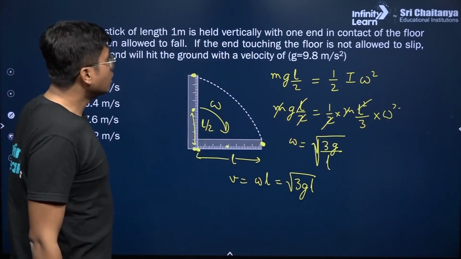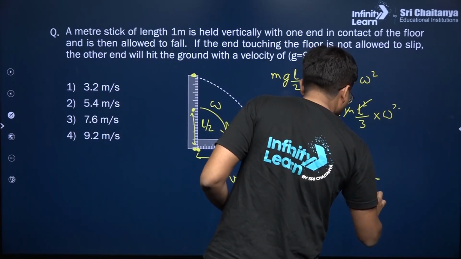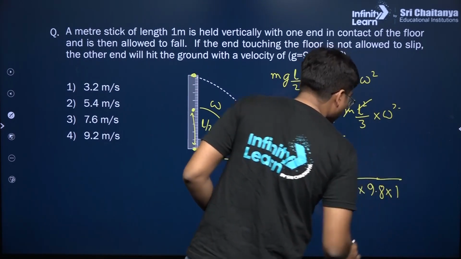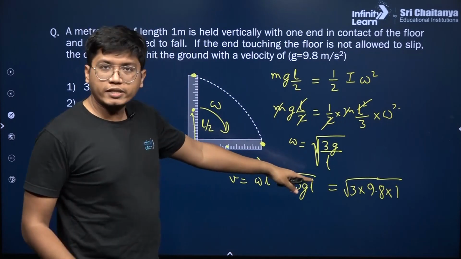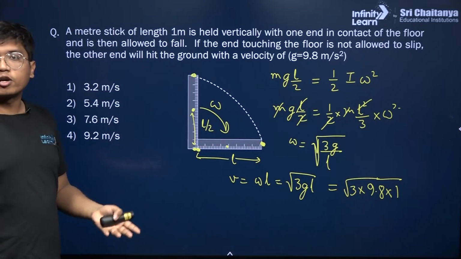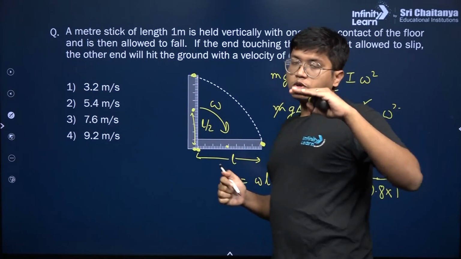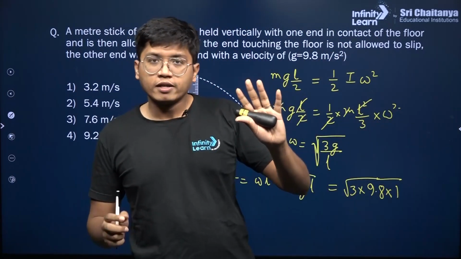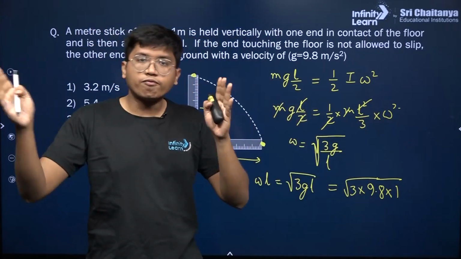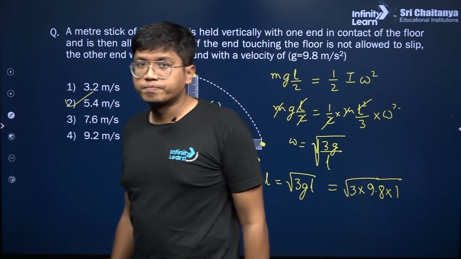You get 3gL. The values are provided to us: 3 into 9.8, and the length is 1 meter. So that is roughly equal to 30. Now again, you'll ask how do I figure out the square root of 30? You don't have to look at the options. Root over 25 is 5, since 5 square is 25, and 6 square is 36. So root 30 would be somewhere between 5 and 6. Only one option holds true, that is 5.4 meters per second.